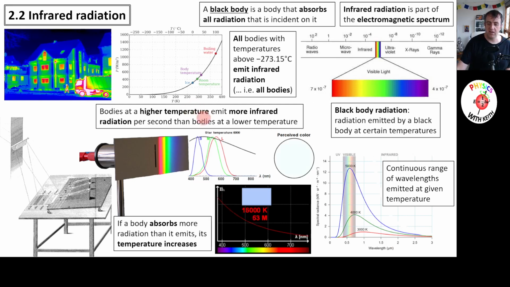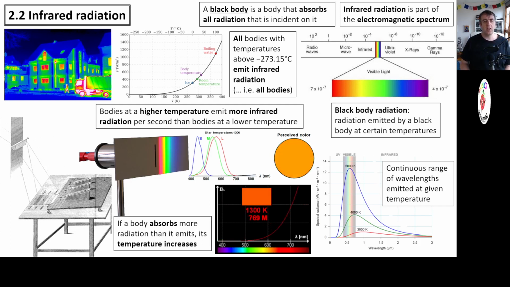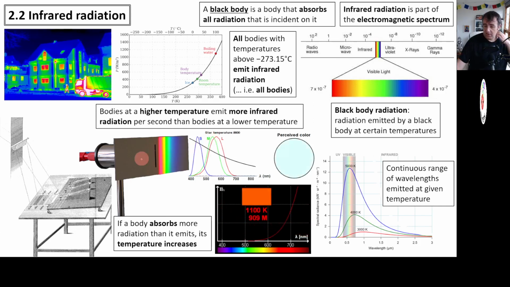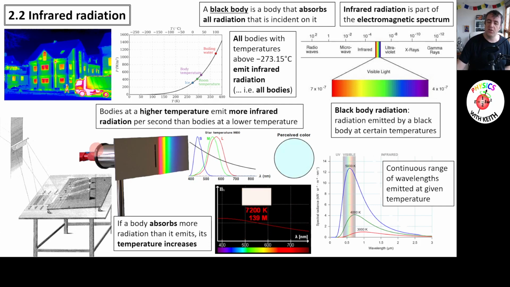More modern apparatus might look like this, with an electromagnetic radiation detector placed here, a piece of card with a slit in it, and you illuminate it with light from the sun that's been passed through a prism, and you'll discover a significant amount of radiation in the part where there's no light. That is infrared radiation.